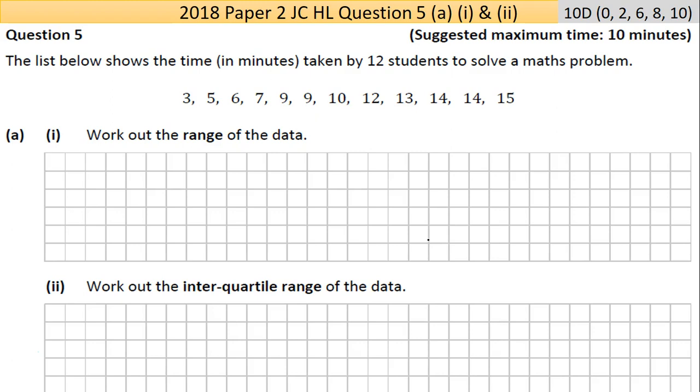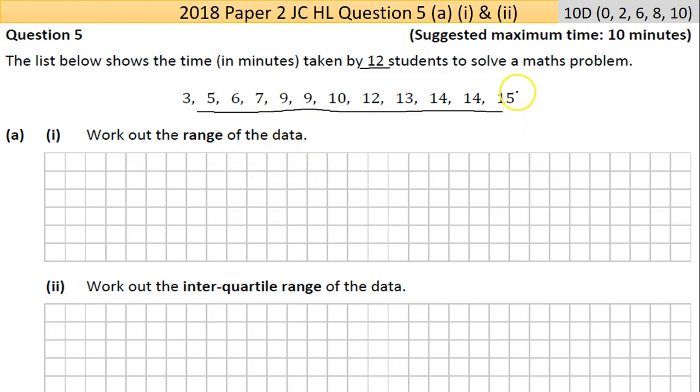Now, this is obviously a statistics question, so first part here is 10D. The list below shows the time in minutes taken by 12 students to solve a math problem, from the fastest to the slowest of 15. These are all in increasing size, so it's already organized for you. It's not raw data. First thing, part A says, work out the range of the data.